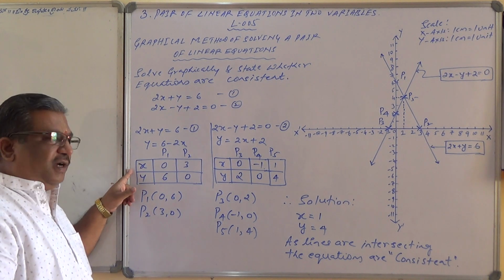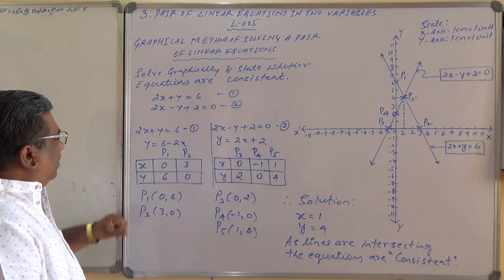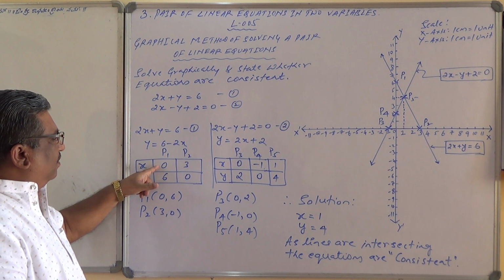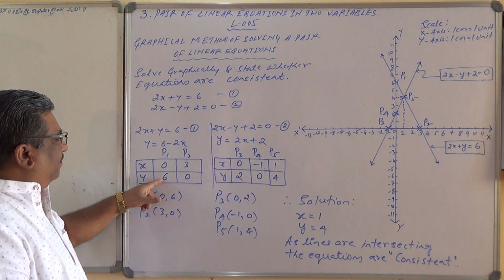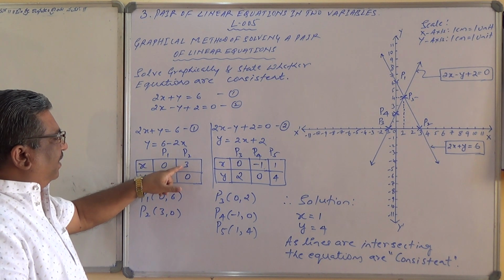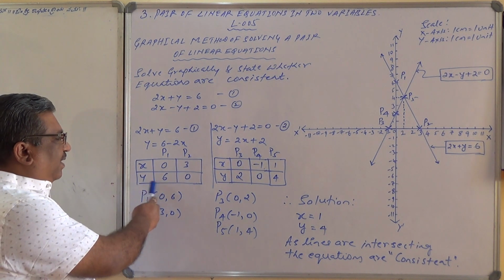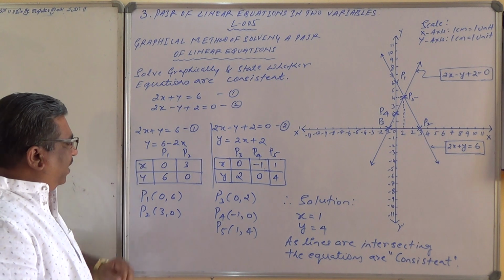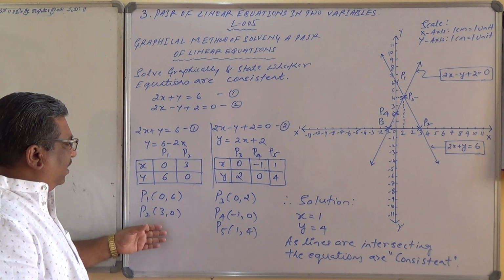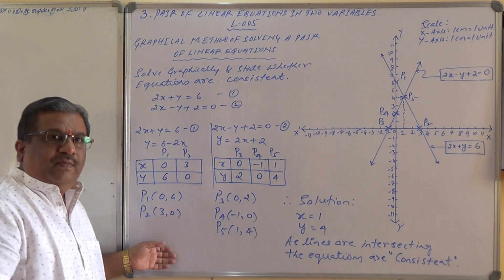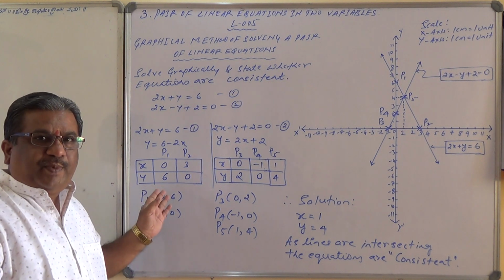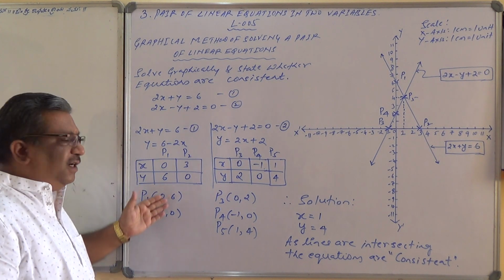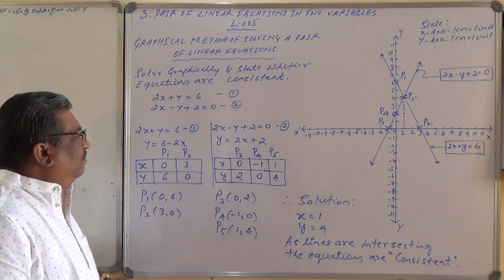I have prepared the table already. By taking the value of x as 0, I get the value of y as 6. By taking the value of x as 3, I get the value of y as 0. So let me identify these 2 points as P1 and P2: (0, 6) and (3, 0). I think you understand how to prepare the table and populate the values of x and y.